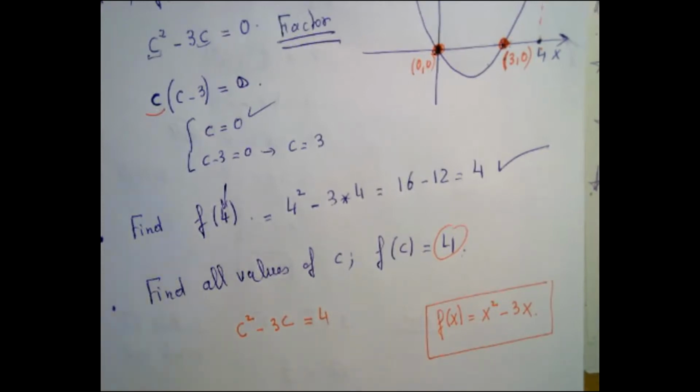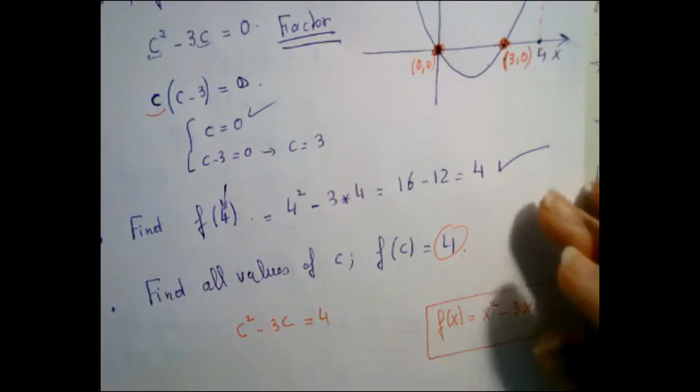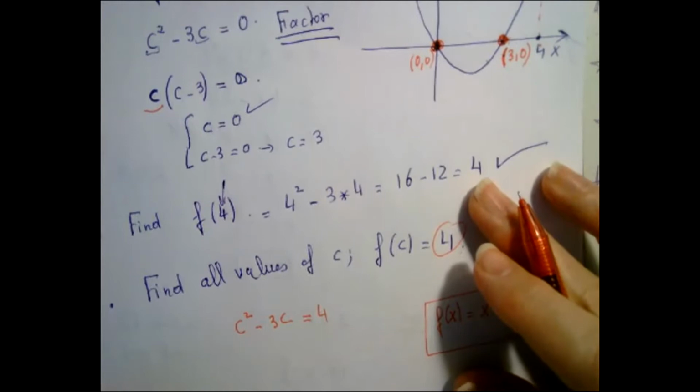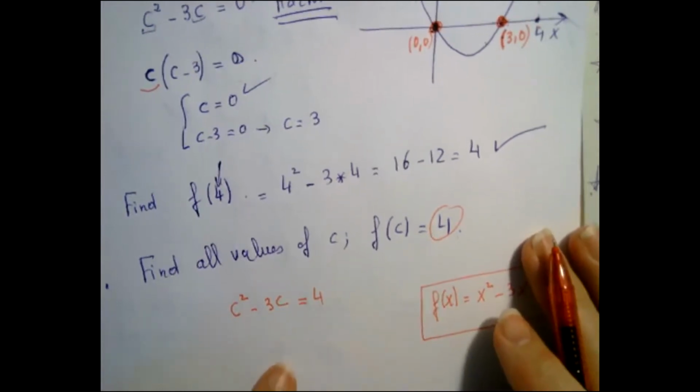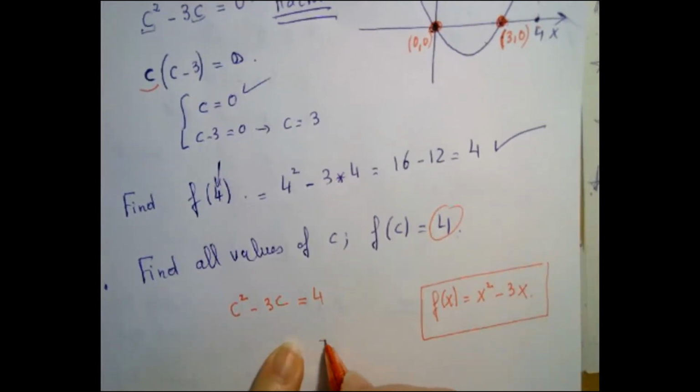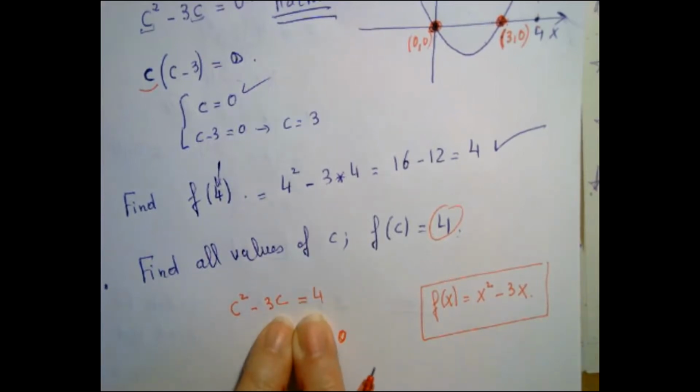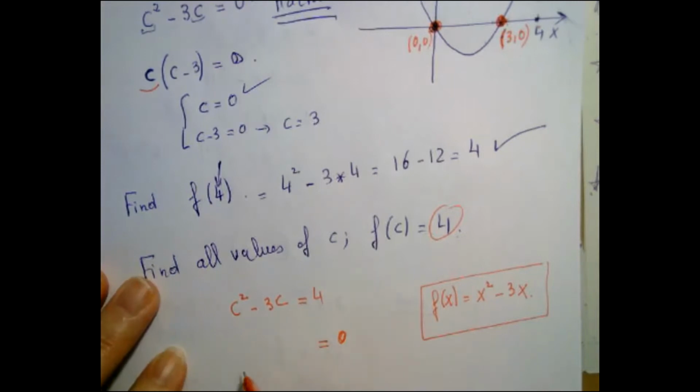Now, how do we solve that? Whenever c is to the power 2, how do I proceed? I should rewrite it so I have only 0 on one side. Crucial. And then I factor. So how can I do that? I have to take away a 4 from both sides.